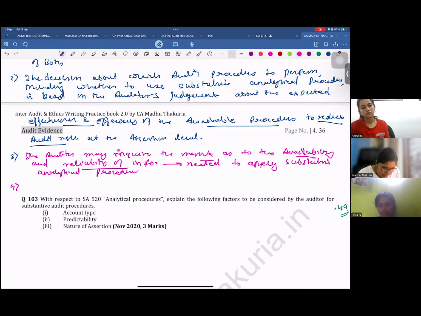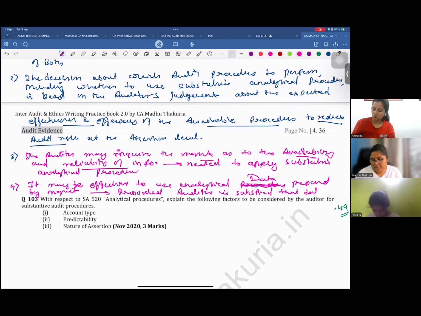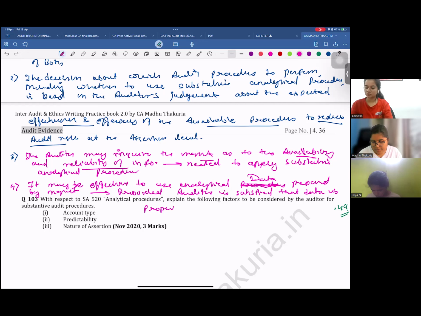Last, it may be effective to use the analytical data prepared by management, provided the auditor is satisfied that the data is properly prepared.